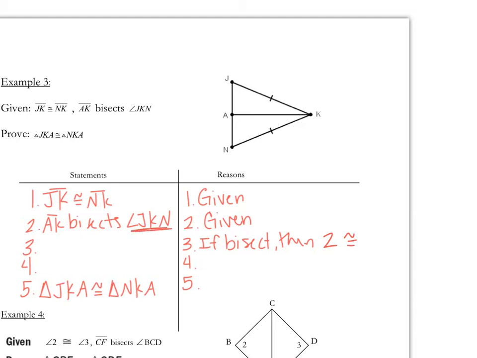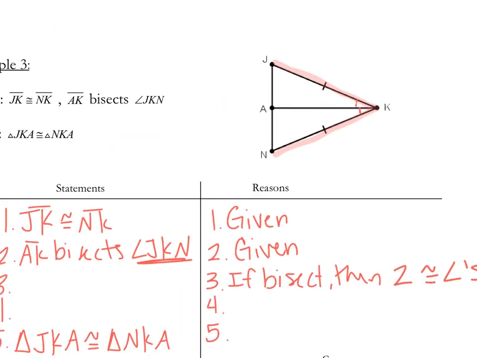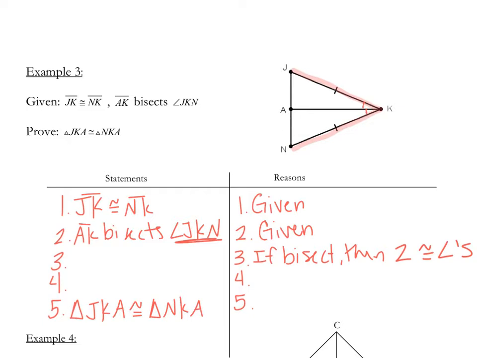So this right here is an angle, so I want two congruent angles. JK and NK are already shown, and it says JKN. So JKN is this whole angle, and it's being bisected. So that means that this angle is going to be congruent to this angle. It's being cut in half by AK. So that means angle JKA is congruent to angle NKA.